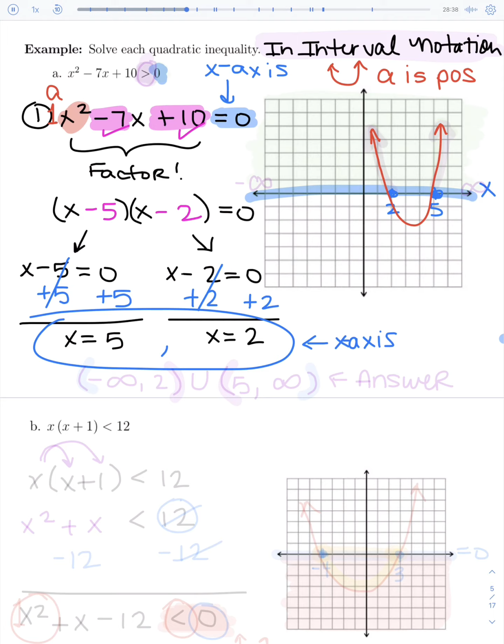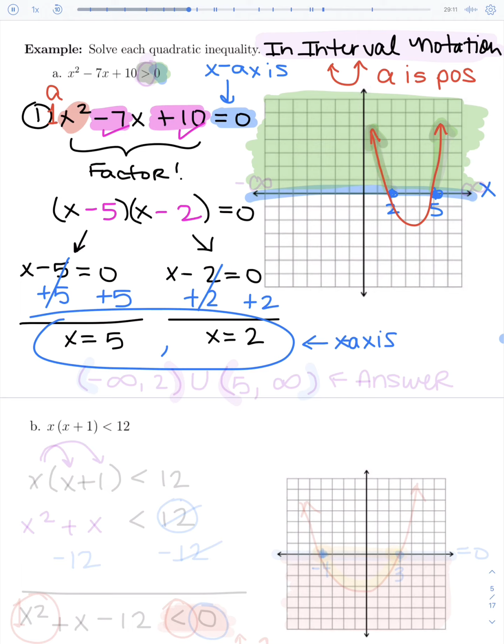Now, what did we actually want to do in the first part? It says greater than 0, which means we only want the parts of the graph that are up top, above the x-axis. There's a little bit of a problem with that because there is more than one part of this graph that's above the x-axis. There are actually two pieces. It's both of these little tails on our parabola.